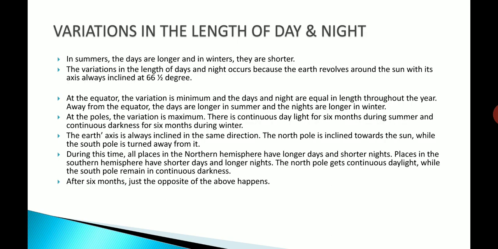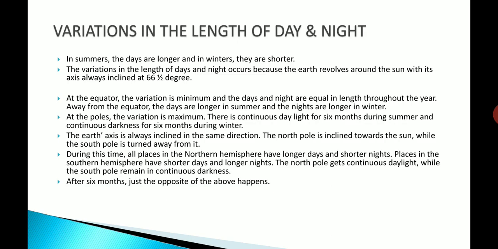The Earth's axis is always inclined in the same direction. The North Pole is inclined towards the Sun, while the South Pole is always turned away from it. During this time, all places in the Northern Hemisphere have longer days and shorter nights. Places in the Southern Hemisphere will have shorter days and longer nights. The North Pole gets continuous daylight while the South Pole remains in continuous darkness. After 6 months, just the opposite of the above happens.